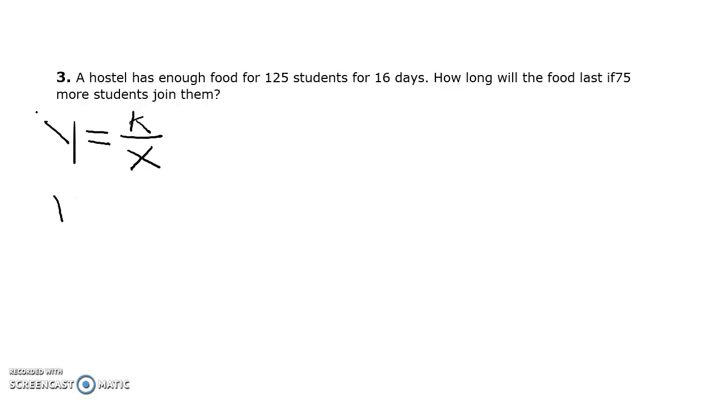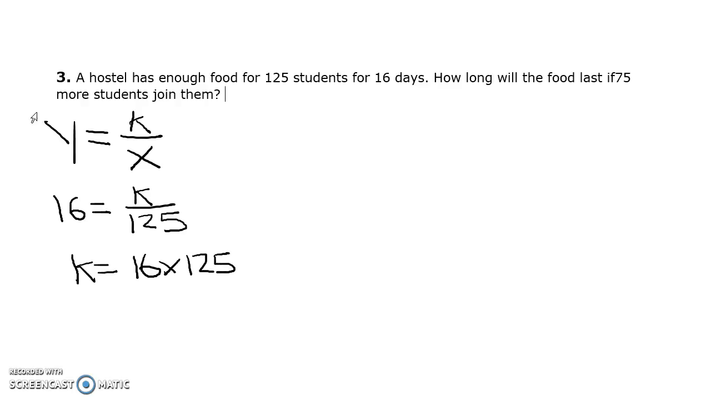food. So we know that it takes 16 days for 125 students to consume all of it. So in this case, what I'm trying to solve for is the constant of proportionality. So I'm solving for k. If I do basic algebra and multiply 125 by 16, I know that the constant of proportionality is actually 2,000, which means that I've got 2,000 food for everyone to consume.